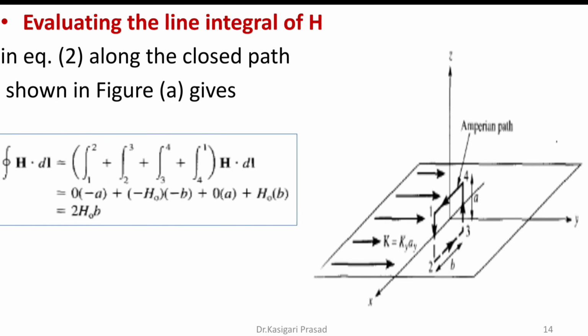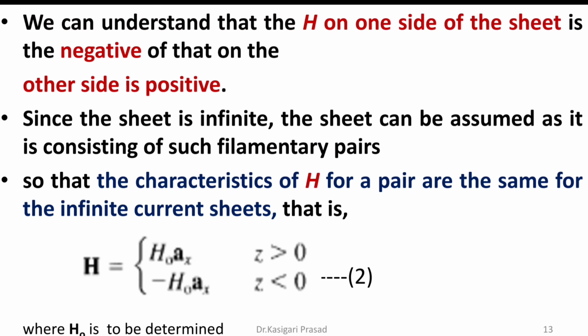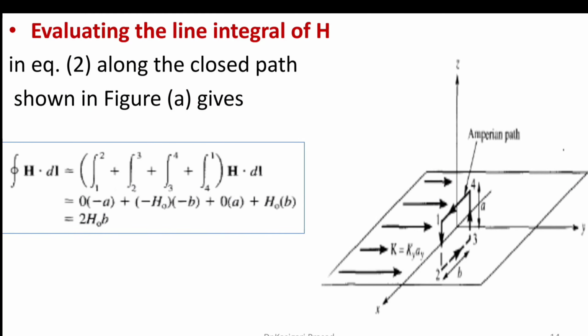So evaluating the line integral of H in equation 2, we are going to evaluate the line integral of H along the closed path as shown in that particular figure. So from 1 to 2, 2 to 3, 3 to 4, 4 to 1, in this closed path we are going to evaluate how much magnetic field is produced along each path. If we total it, we take it as the total amount of magnetic field produced from that particular Amperian path.